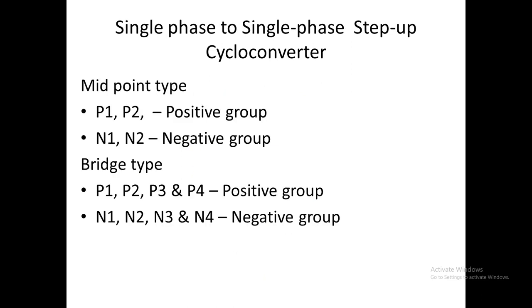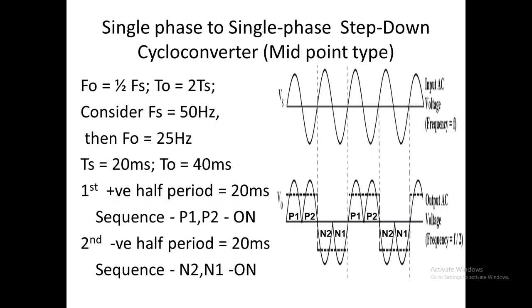So P1, P2 is the positive group, and positive group means if we trigger these groups, the output V0 will be positive, and if we trigger the negative group, the V0 will be negative. V naught negative means we will get the negative half cycle. Similarly, for the bridge type, we will have 4 SCRs P1, P2, P3, P4 for positive and N1 to N4 for negative.